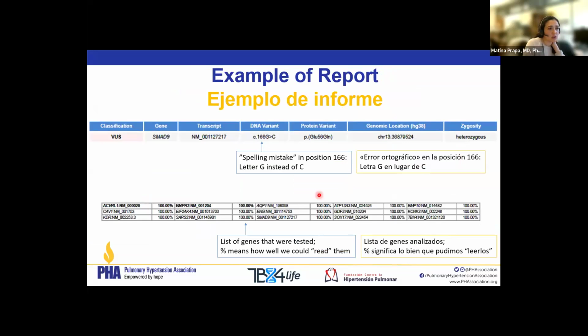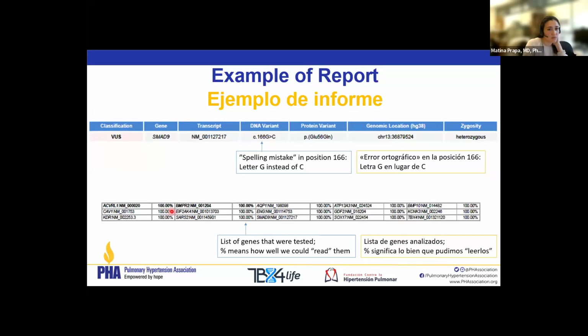And I wanted to show you a copy of the genetic test report. So in the bottom here, you see a table of genes. And you see in this case a list of all the genes that were analyzed, and next to it you see a percentage. A percentage means how well we can read those genes, because sometimes genes are tricky.